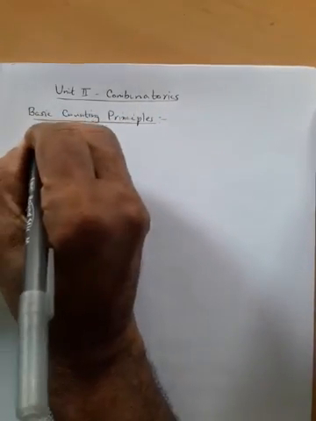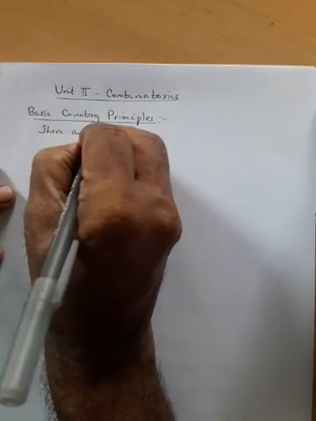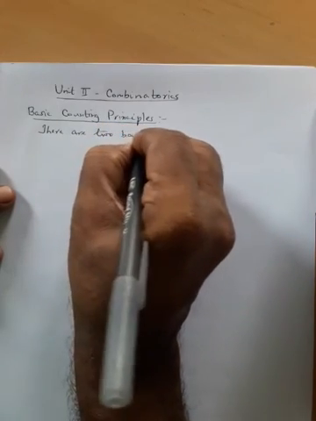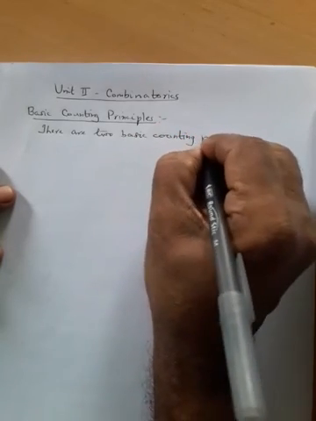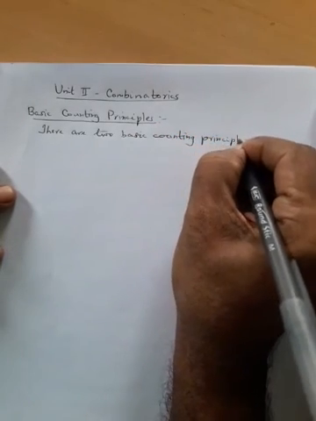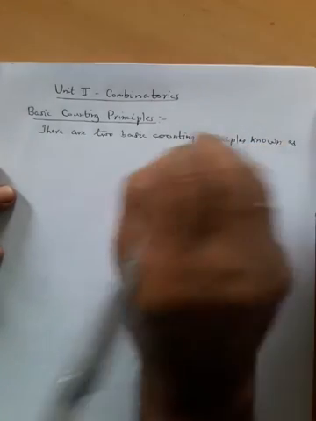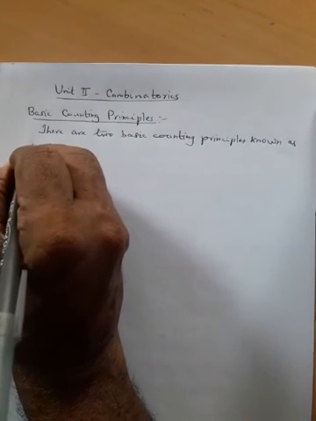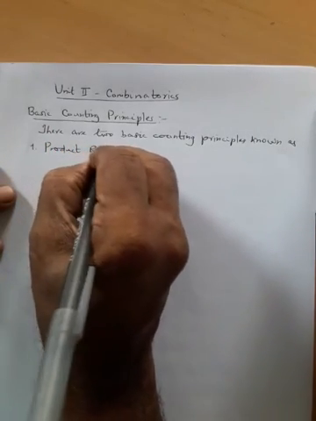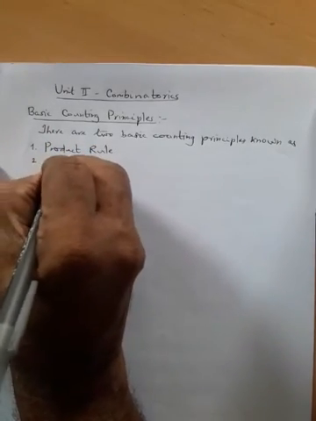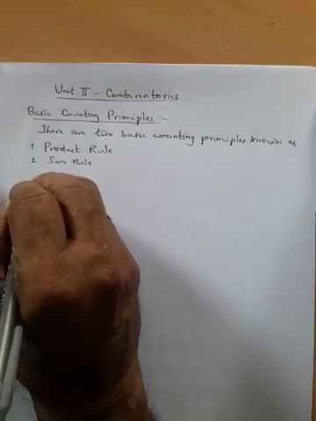So there are two such principles. There are two basic counting principles, known as one, the product rule, and the second one, the sum rule. So there are two rules: one is the product rule, the other one is the sum rule.